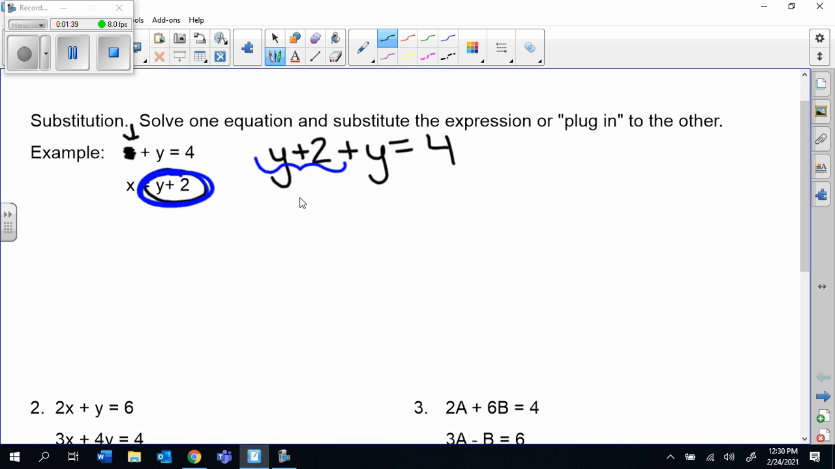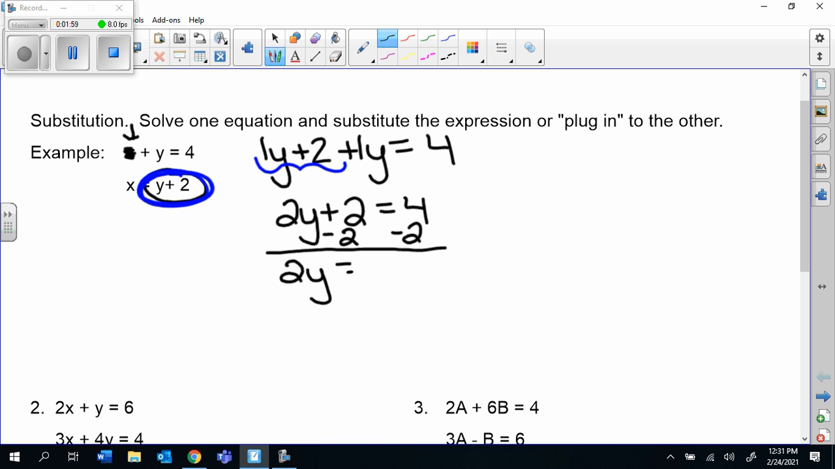And then we're just going to continue to solve. So now we have only one variable. 1y plus 1y is 2y plus 2 equals 4. Take that 2 to the other side. We're going to have 2y equaling 4 take away 2, which is 2. Divide both sides of my equation by 2, and y equals 1.